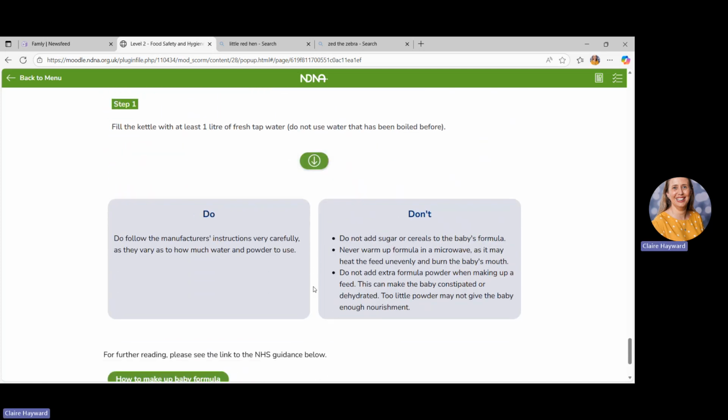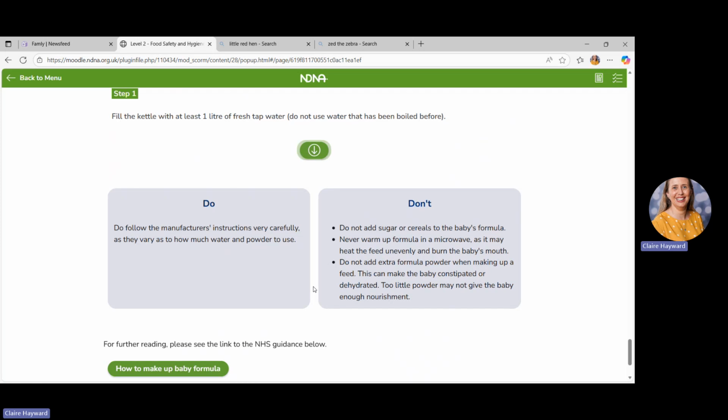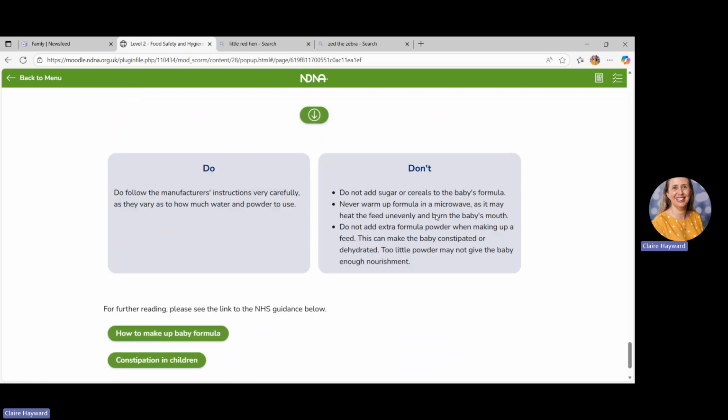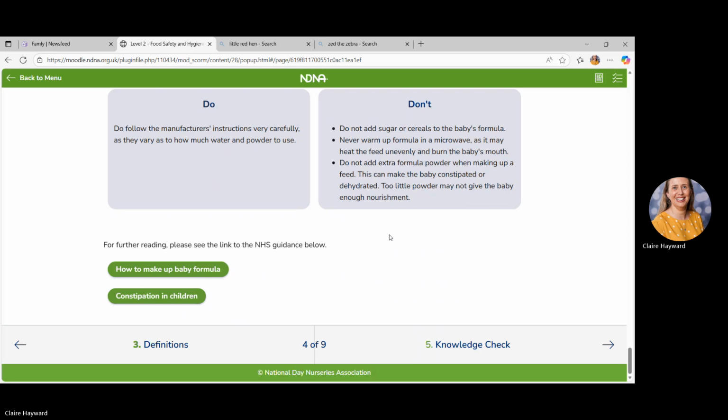Do's and don'ts. Do follow the manufacturer's instructions very carefully, as they vary on how much water and powder is used. Do not add any sugar or cereals to the baby formula. Never warm up formula in a microwave. Do not add extra formula powder when making up a bottle. This can make the baby constipated or dehydrated. There's some further reading there.